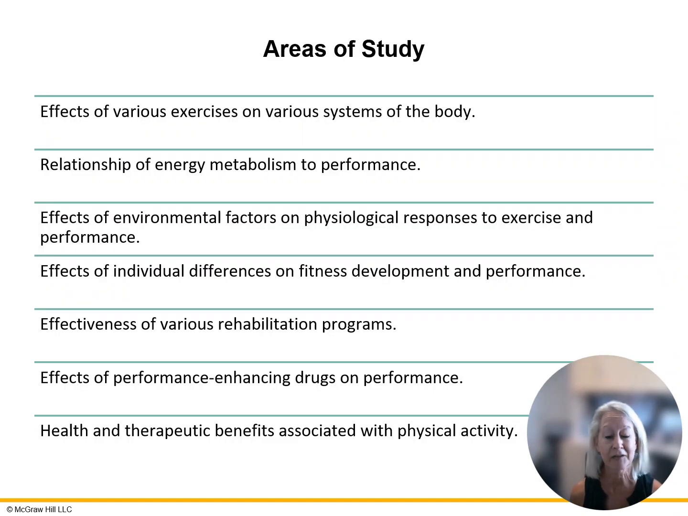Now let's take a closer look at the key areas of study within exercise physiology. One major focus is understanding the effects of different types of exercise, especially the differences between aerobic and anaerobic training. Aerobic exercise like jogging or swimming requires oxygen and builds cardiovascular endurance. In contrast, anaerobic exercise such as sprinting or heavy lifting relies on energy systems that don't use oxygen and is geared toward strength and power.